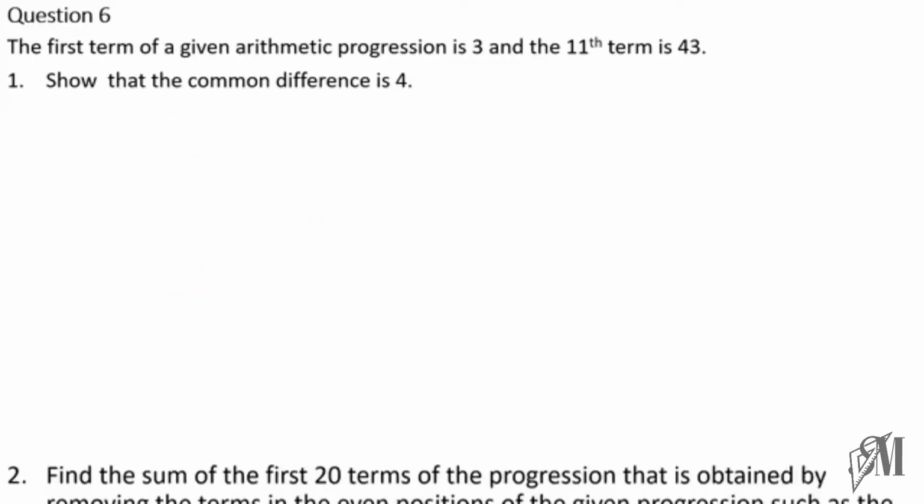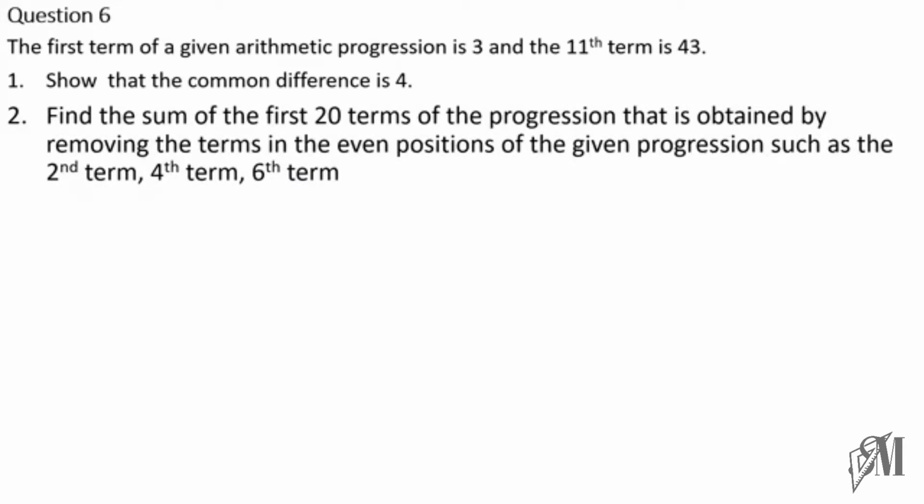The next part of this question says, find the sum of the first 20 terms of the progression that is obtained by removing the terms in the even positions of the given progression, such as the second term, fourth term and the sixth term. So according to this progression, the first term is 3 and the common difference is 4. We can write down a few terms of this progression, and because they are telling us to remove the even positions, I am going to remove the second position and the fourth position like this. That is, 7 and 15 must be removed.